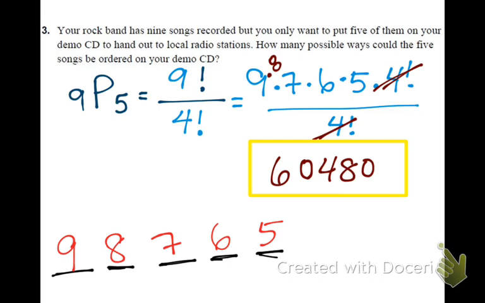Wait, that's wrong. It's 15,120. That's what I thought. Someone said 60,000. What is it? 15,120.